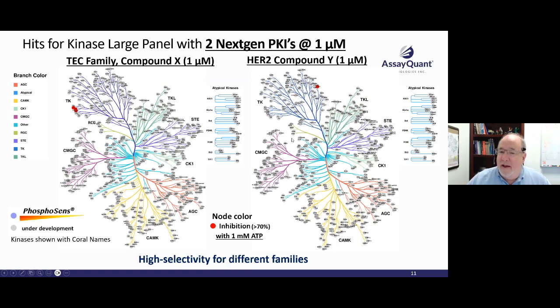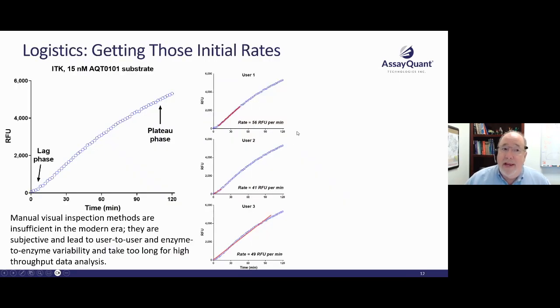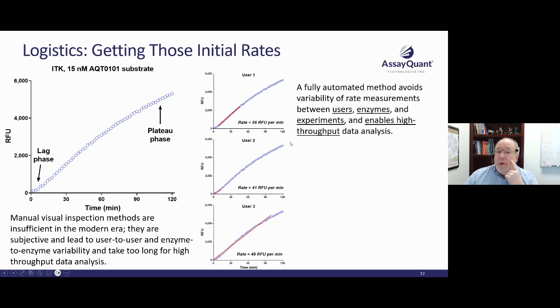What makes this more difficult than endpoint assays is that we have to get all of those initial rates. And you might remember from your original chemistry or biochemistry classes, you might follow an enzyme's activity and pull out your ruler and draw a line based on this and then determine the slope, and you'd call that the initial rate of the reaction. That is very subject to error, not only user to user, but enzyme to enzyme differences. And frankly, it just takes too long.